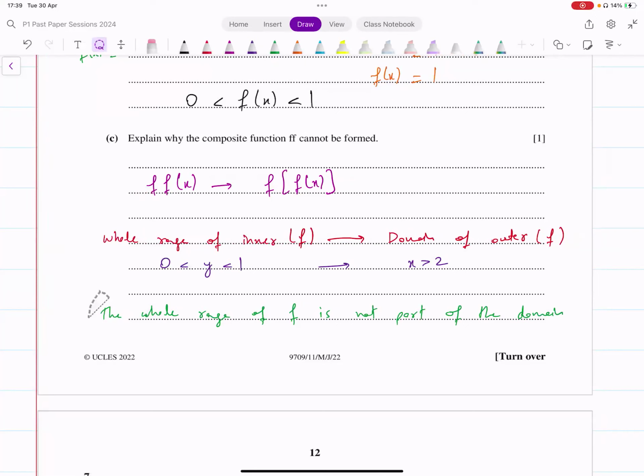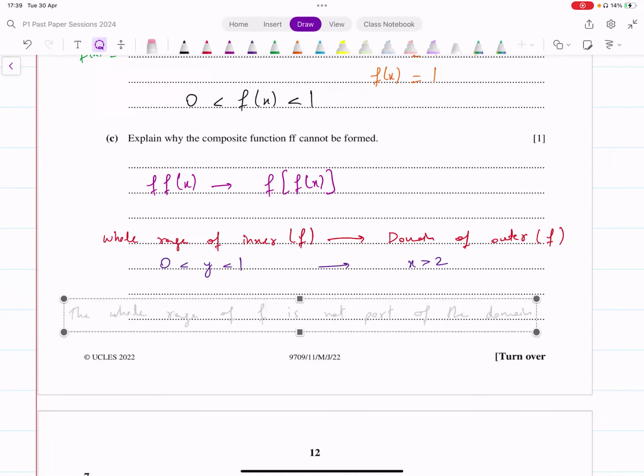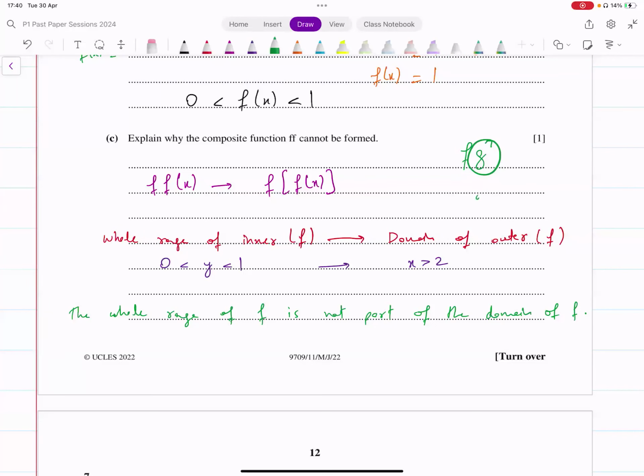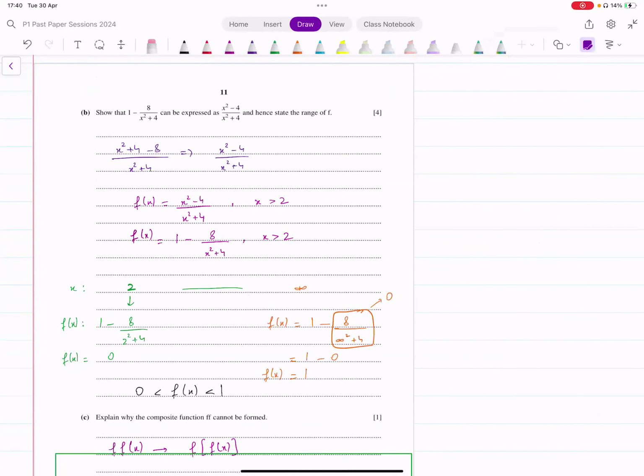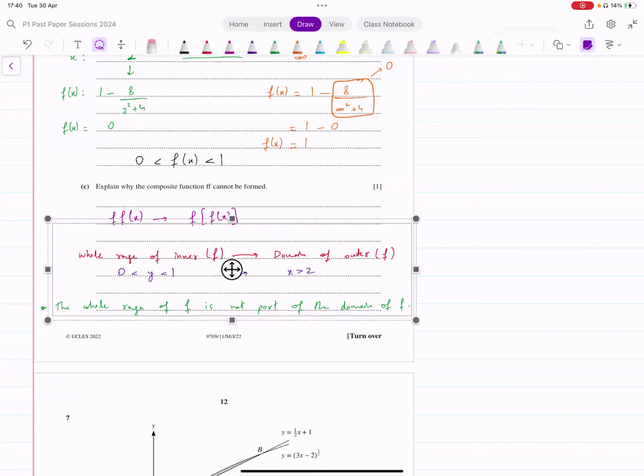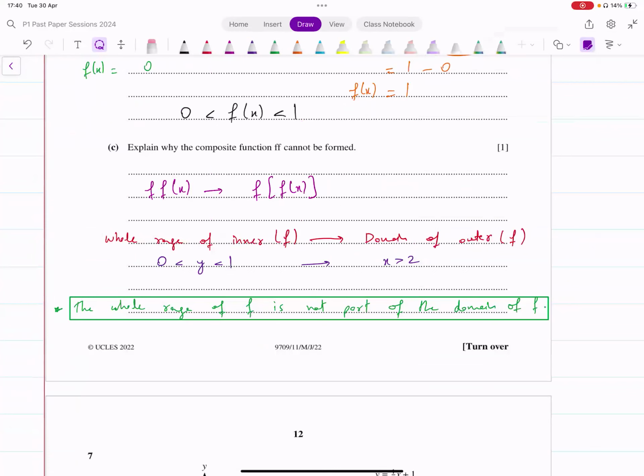This is what's going to earn you this mark: that the whole range of f is not part of the domain of f. If it was some other function, fg for instance, you would say whatever is the inner function, the range of that is not part of the domain of the outer function. In this case, both inner and outer functions are the same, so this is what you can write. This statement is what is going to earn you this mark. And that's the logic of it that you understood there. Is that okay? Make sense? That was the functions question.